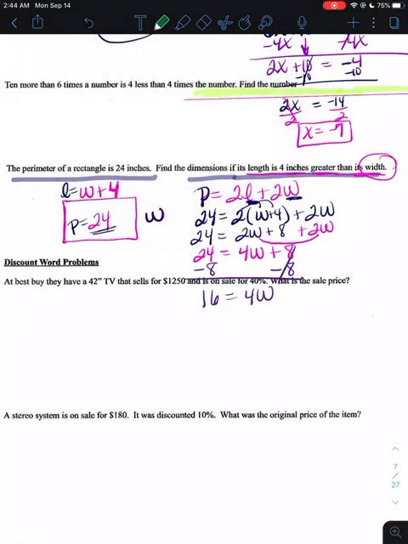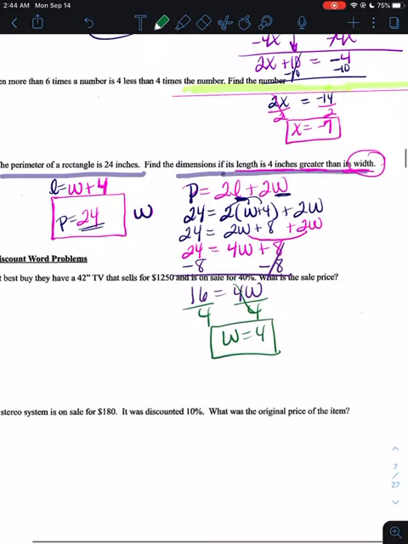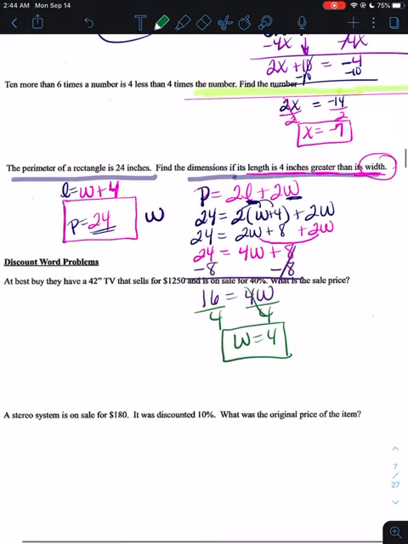Divide both sides by 4. So W equals 4. So that's how wide it is. I know W. They want to know both, W and L.